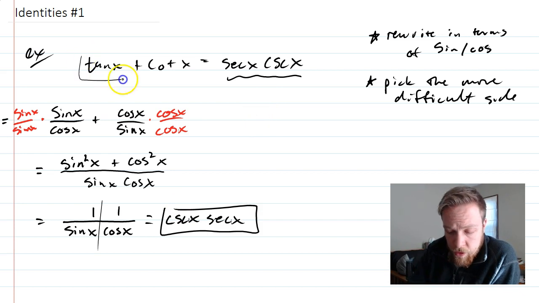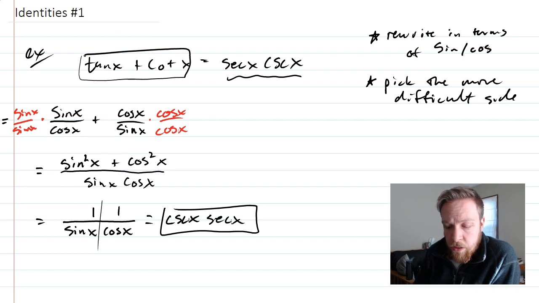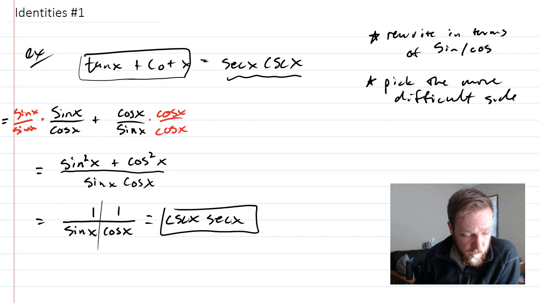So we started on the most complicated side. We rewrote things in terms of sine and cosine. And then we did what we normally would do when we're simplifying. We combine fractions, we find common denominators, and we were able to rewrite it as secant cosecant.